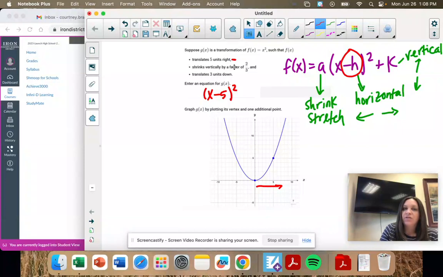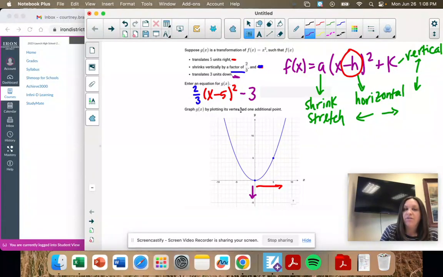And then shrinks vertically by a factor of 2/3. So whatever your factor is of shrinking or stretching, that's A. So 2/3. And then our last one translates down 3. And that one is what you would think. If we're going down 3, we're going to go minus 3. If we were going up, it would be plus.